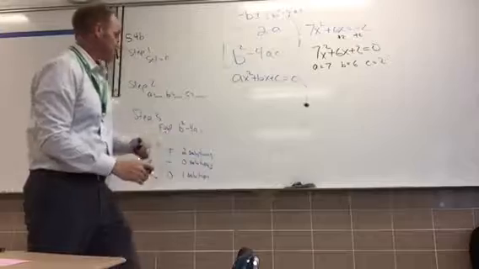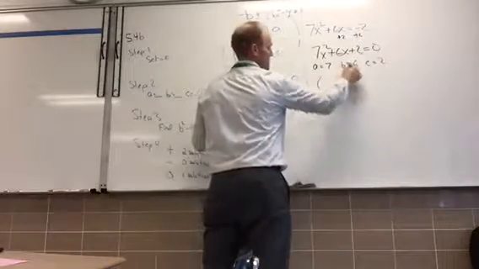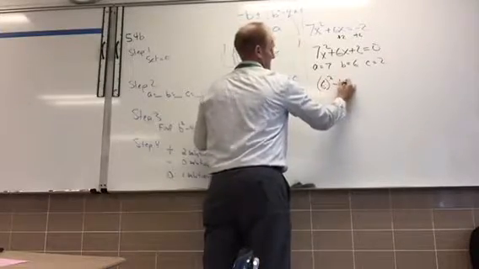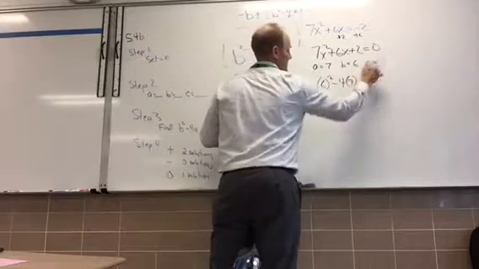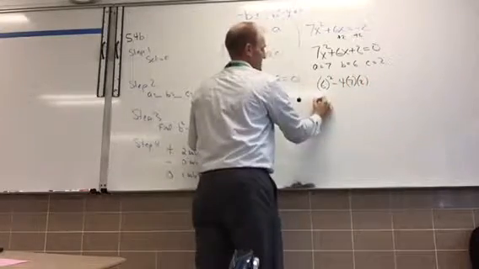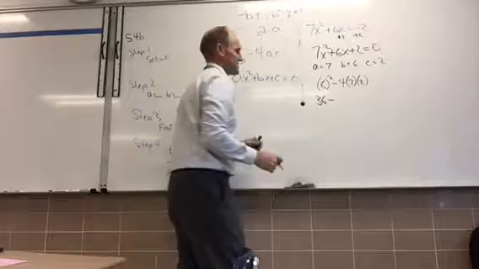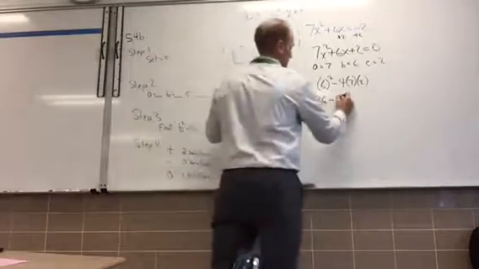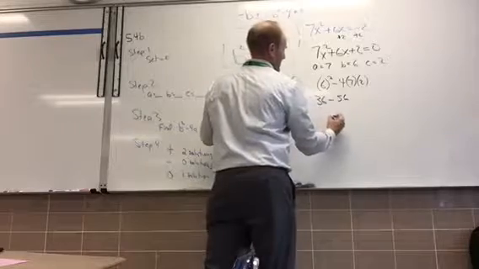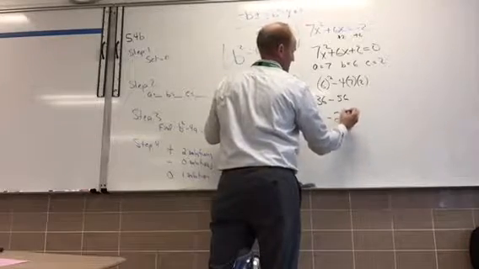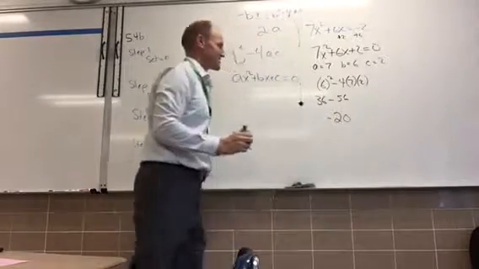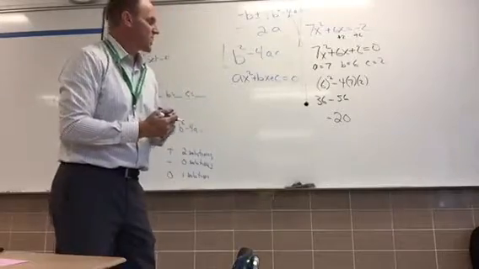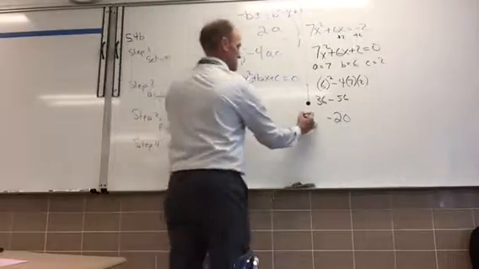Step 3, find b squared minus 4ac. So b is 6, a is 7, and c is 2. So this will be 36. You can use a calculator for this. Do it in your head. Was it 56? So I end up getting -20. So this is my discriminant.